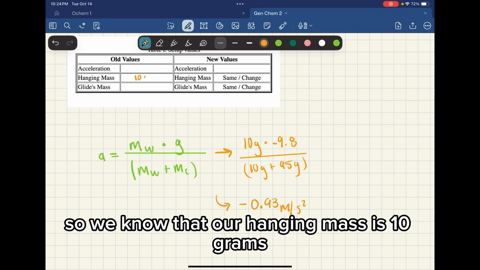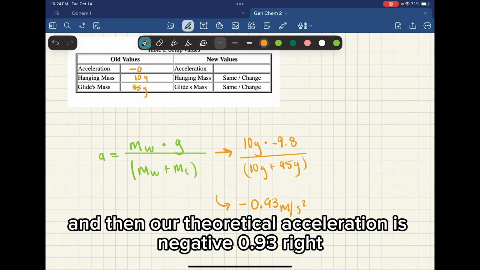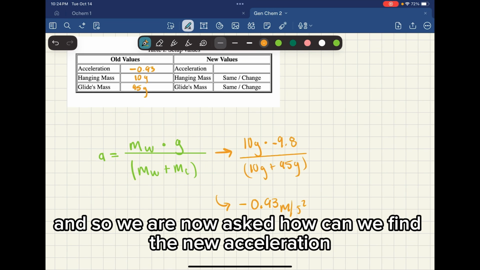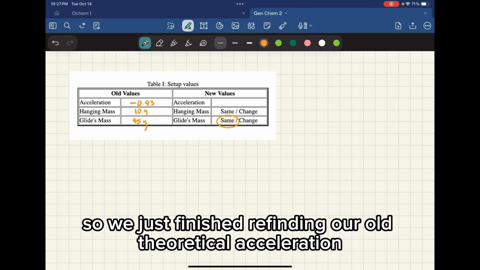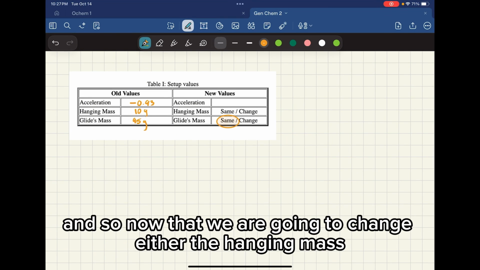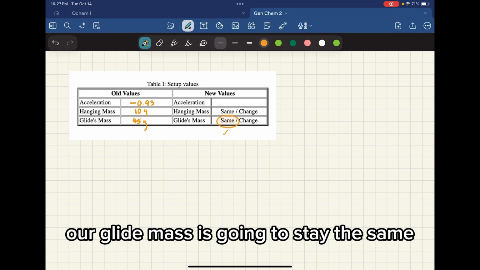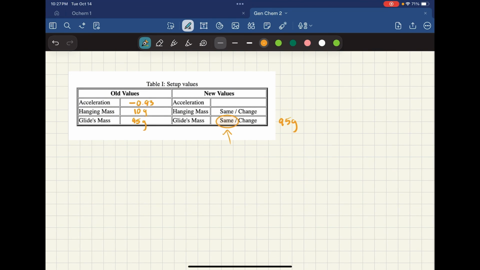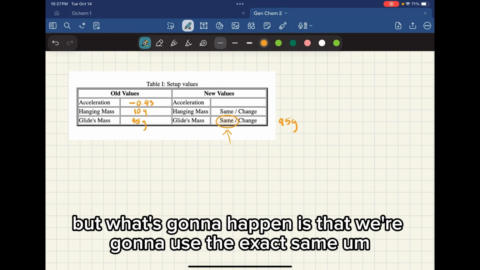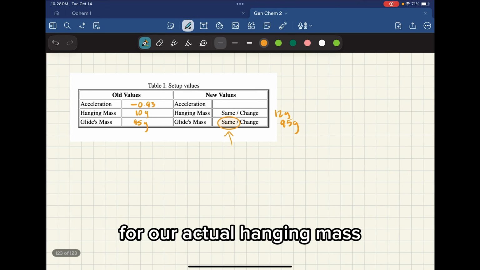So this is our old theoretical, right? We know that our hanging mass is 10 grams, our glider mass is 95 grams, and our theoretical acceleration is negative 0.93. We're now asked, how can we find the new acceleration given that we've changed either the hanging mass or the glider mass? I'll give you a hint: our glider mass is going to stay the same. We're going to keep this 95 grams, use the exact same theoretical setup for the acceleration, and instead change this to now 12 grams for our actual hanging mass.